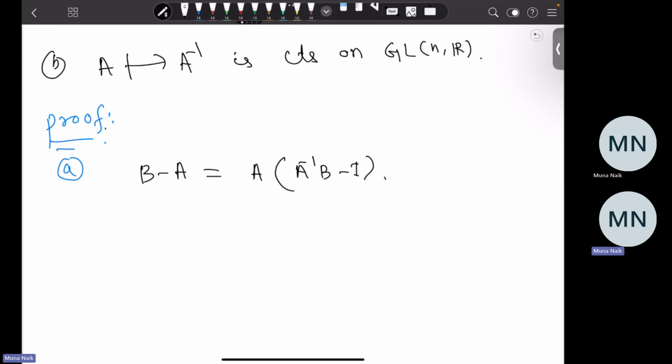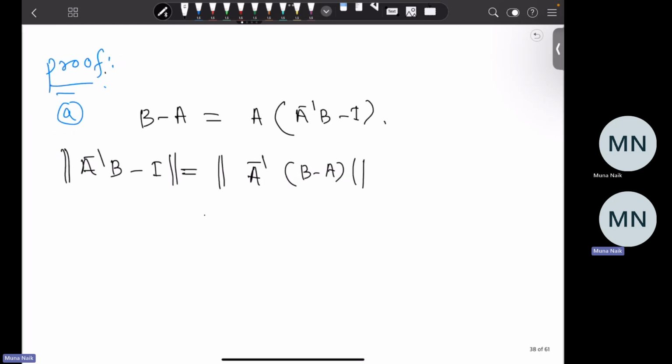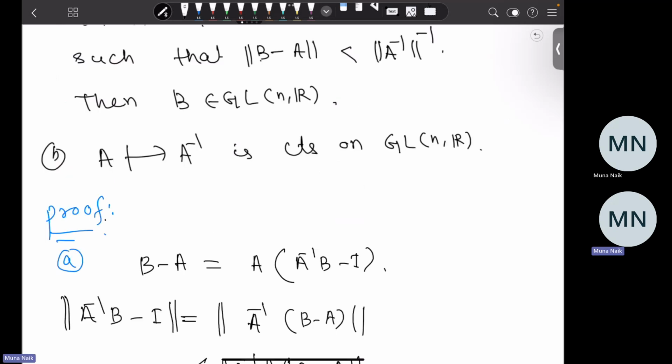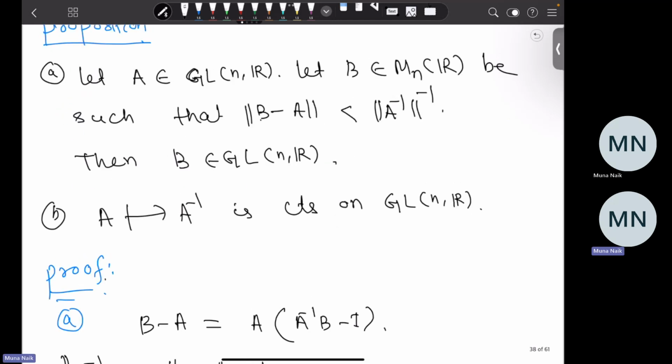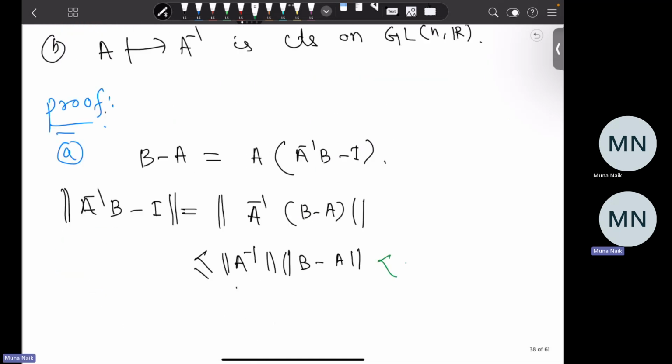Now what is A inverse B minus identity? A inverse B minus identity is the same thing as A inverse into (B minus A). I take the norm on both sides. So this will be less than or equal to norm of A inverse into norm of B minus A. Now this norm of B minus A and norm of A inverse product is strictly less than 1. This is less than 1 by hypothesis.